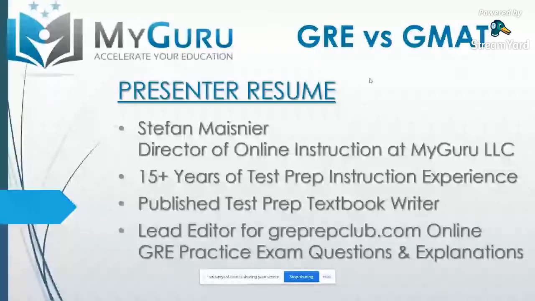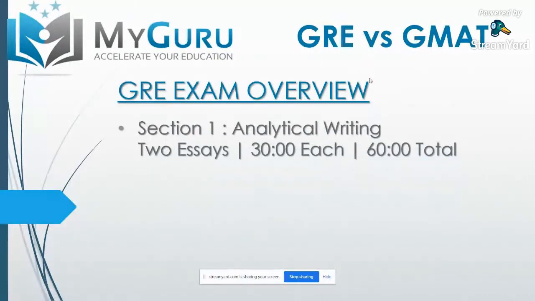So let's dive right into the GRE exam overview. The GRE exam is always going to start with section one, which is the analytical writing. You've got two essays, 30 minutes each, and it's going to be 60 minutes in total. One of them is going to be an issue essay, one of them is going to be an argument essay. In the issue, you have to present your position on an issue. On the argument essay, you have to present your evaluation of a provided argument.